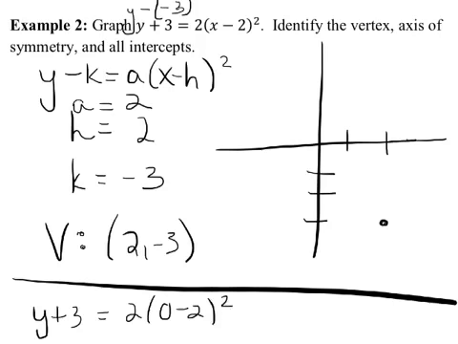Okay, take a look. This is to find the y-intercept down here at the bottom. Just set x equal to 0. What's 0 minus 2? Negative 2. Sorry. Negative 2 squared? 4 times 2? 8. Move the 3 over. 8 minus 3? 5.